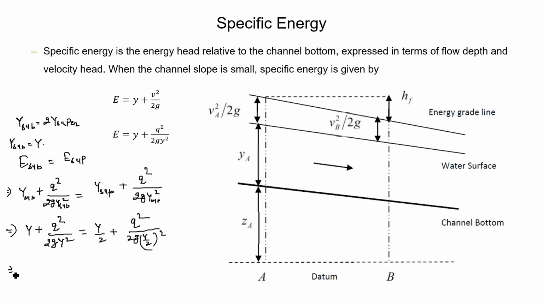So, further this equation can be written as y by 2 equal to, this 2 will be 2 square, that is 4. So, it will be 3 q square by 2g y square. So, further solving we will get the value of y as 1.07 meter. So, after calculation we got the y value as 1.07 meter.